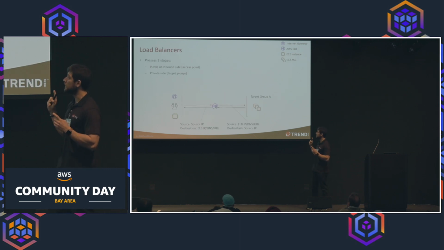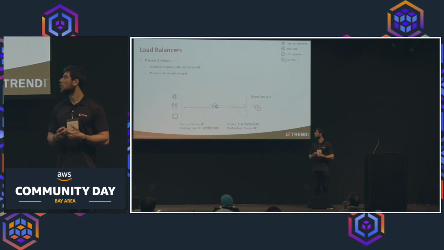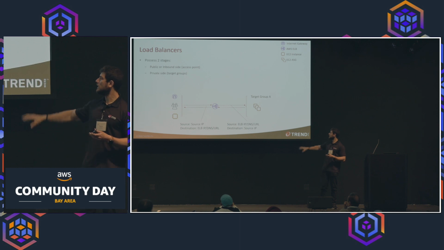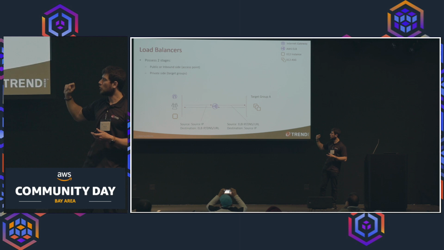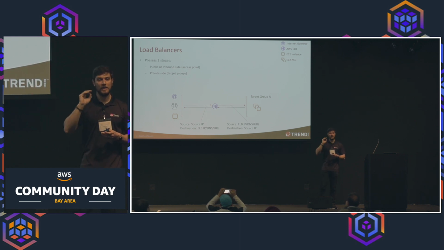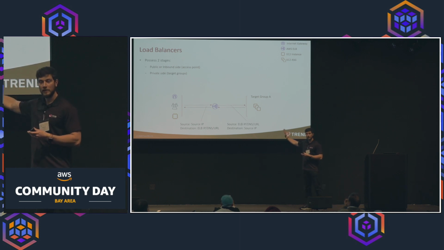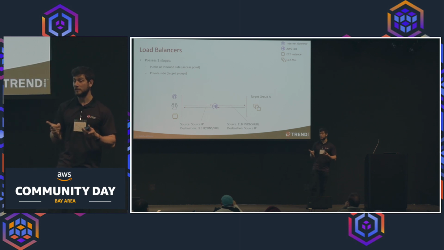The next one is going to be load balancers. One important point about load balancers is that you're going to have two stages. Let's say that the first stage is going to be the public or the inbound, and the second one is going to be the private or the egress, or outbound. We can call them in all these different ways. And the second stage is where your target groups are going to be. Some important particularities from the load balancers: each and every communication from the load balancer to the target group is a private communication between them.